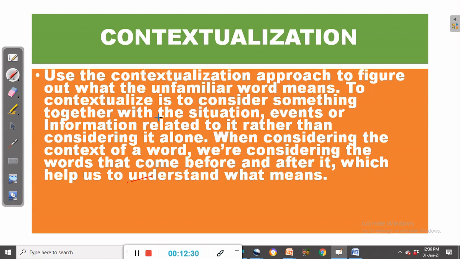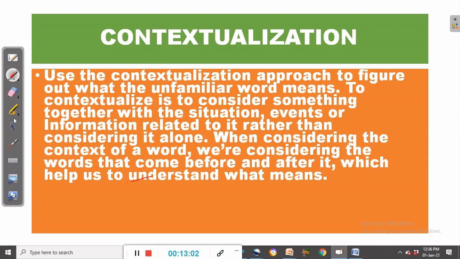So if you are given a sentence and within that sentence you have some words that are unfamiliar, you don't know the meaning, all you need to do is to contextualize. Look at the sentence as a whole. Look at the words that come before the unfamiliar words and the words that come after the unfamiliar words, and that will give you some clue as to what exactly the meaning of the entire sentence is.